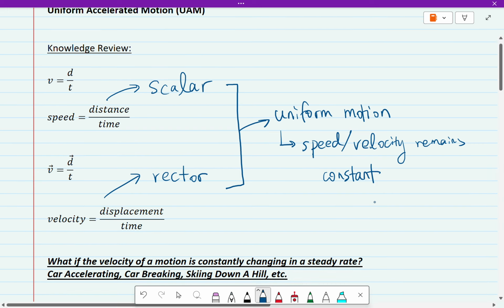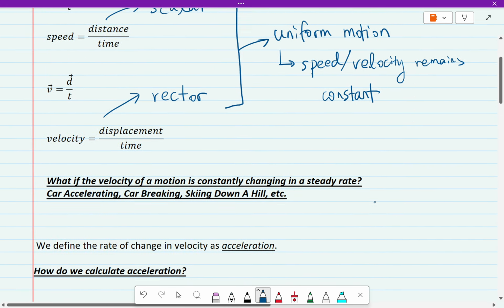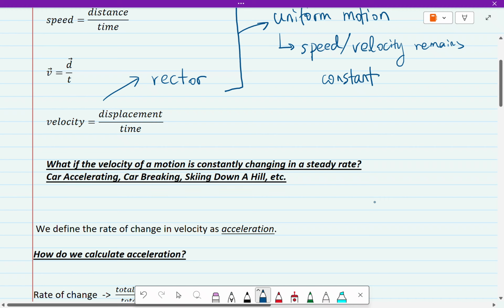But what if the velocity of a motion is constantly changing at a steady rate? Such as if a car is accelerating or braking, or we are skiing down a hill, our speed is always gradually speeding up or slowing down at a fixed, steady rate. So now we need to introduce another very important concept in physics regarding kinematics, which is today's video topic, acceleration. And we define acceleration as the rate of change in velocity.